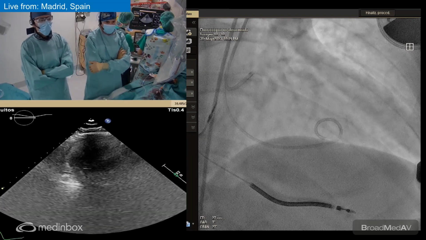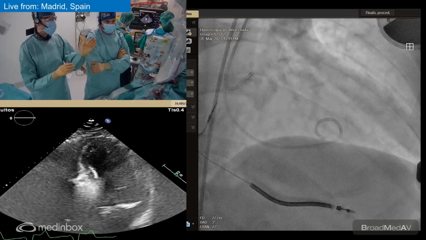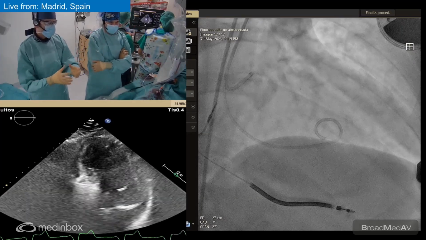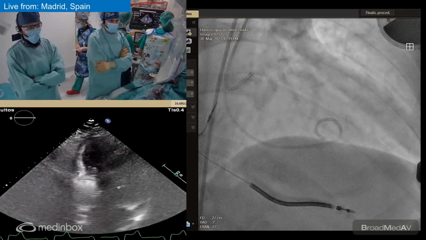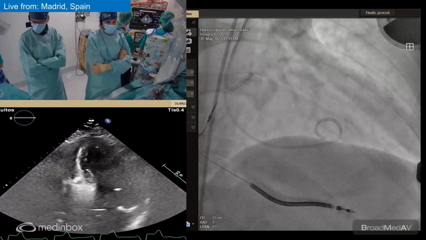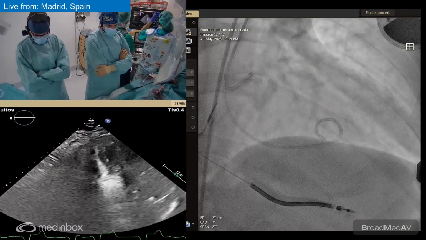The other thing about the balloon is that you have to choose a balloon 1-to-1 to the size of the septal, just to occlude it properly. So in this case, we have chosen a 1.5.